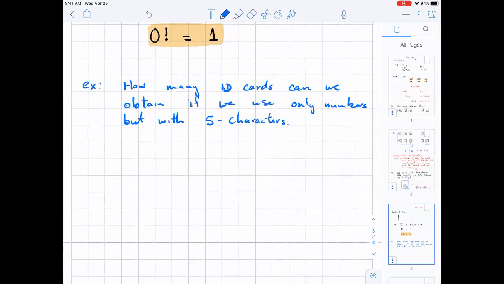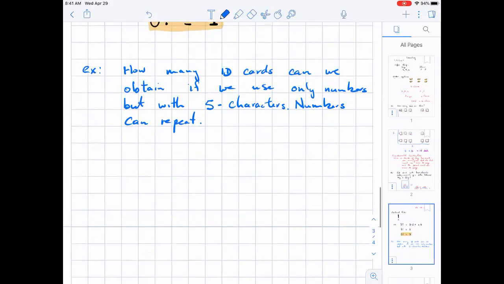and here numbers can repeat. So we'll see what that means, numbers can repeat here. So the first thing to note is that we have 5 slots. So 1, 2, 3, 4, 5.